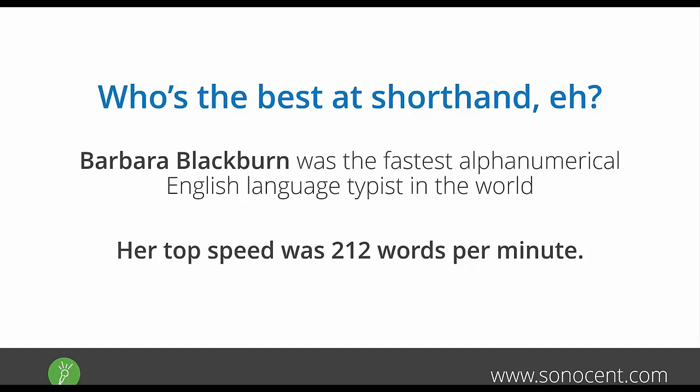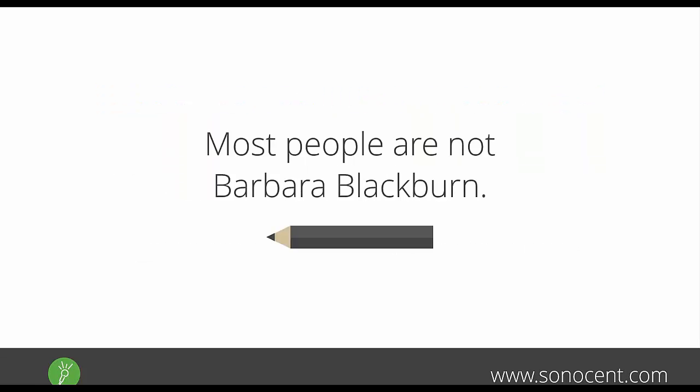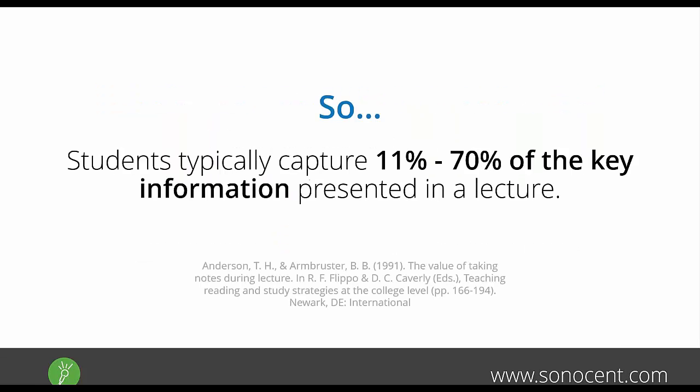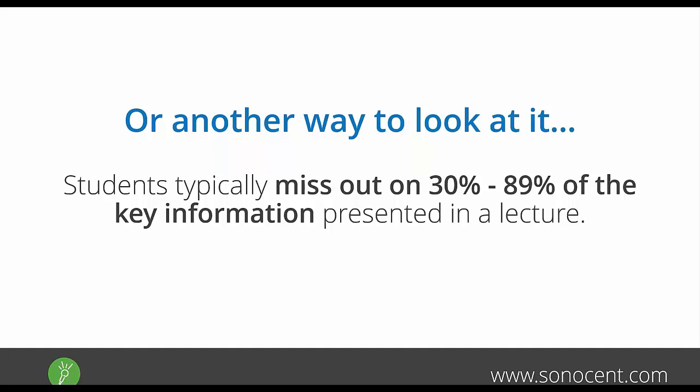So Barbara Blackburn was the fastest alphanumerical English language typist in the world, and her top speed was 212 words per minute, which I believe she maintained for around 72 seconds. And one of the issues we all have is that we're not Barbara Blackburn. So studies have shown that typically you'll capture between 11 to 70% of the key information presented in a lecture, or another way to look at that is you'll typically miss out on 30 to 89% of the information presented.